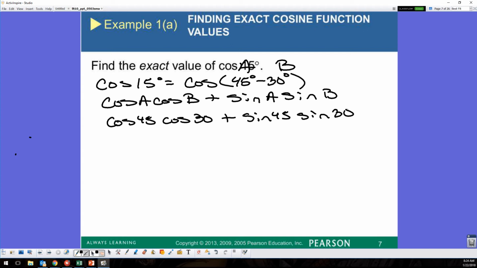Where are you getting sine? From the formula. Did you look at the formula? Yeah, but why are you plugging 45 and 30 into both sides? Because it's the same number. Okay, so look, that's an A, right? That's my A. That's the B. Let's go to the formula.